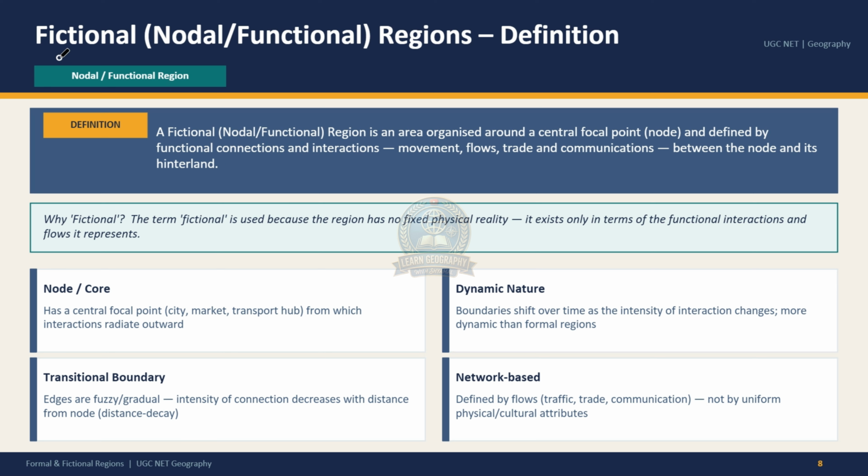Now our second type: functional or nodal regions. Definition: a functional or nodal region is an area organized around a central focal point, that means a node, and defined by functional connections and interactions, movement, flow, trade and communications between the node and its hinterland. Why functional? The region has no fixed physical reality. It exists only in terms of the functional interactions and flows it represents.